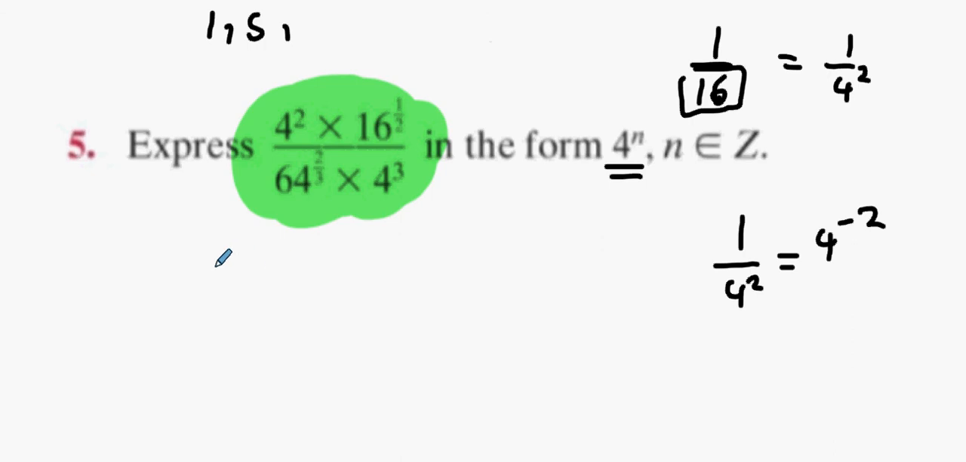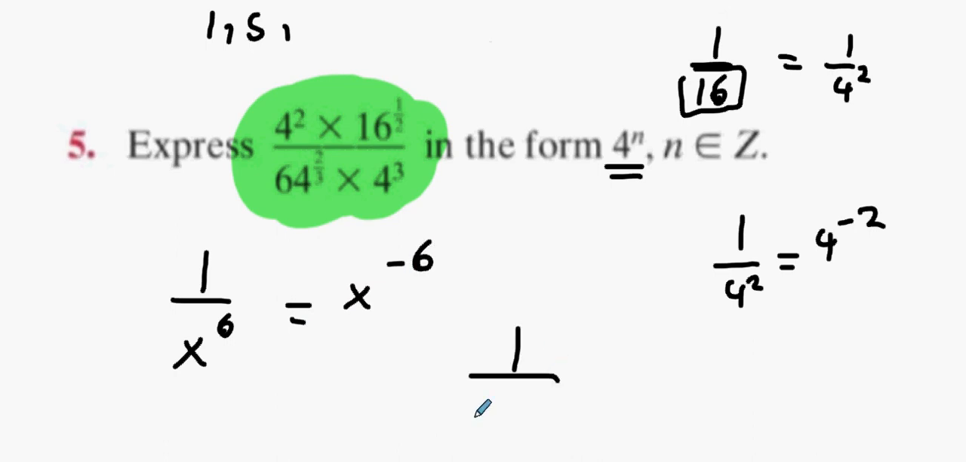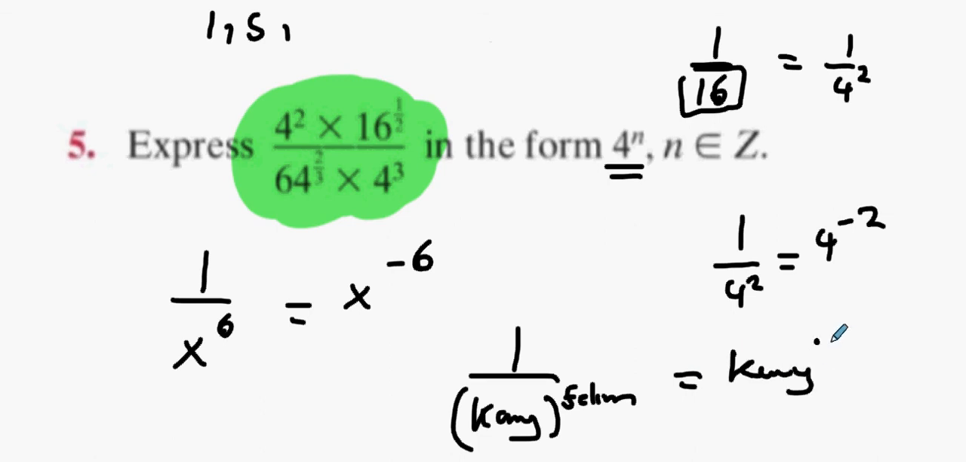Alright, let's try this one out. What's 1 over x to the power of 6? Can anybody tell me? X to the power of? Minus 6. What's 1 divided by Kenny to the power of Phelan? No, I'm serious. That's actually how math works. Kenny to the power of minus Phelan. It doesn't matter what's in there. It's going to be the power of the negative one. Once it's in brackets, you can write what you want. So that's Kenny to the power of minus Phelan. Hopefully I got that point across.